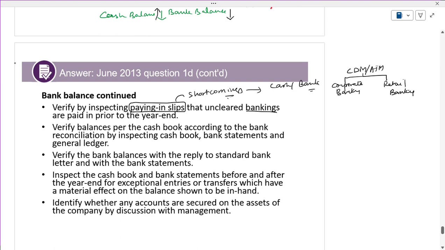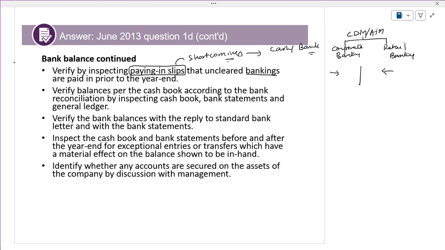Even if you have one CDM or ATM, you will have a separate classification, whether you are a corporate banking customer or a retail banking customer. Automatically, your bank card will get identified. This is why we are segregating paying slips. Paying slips are handled physically, and with respect to depositing the checks, we have to be very careful. Is it paid in the period to the year end, the last month?